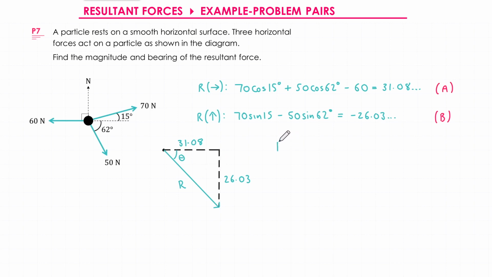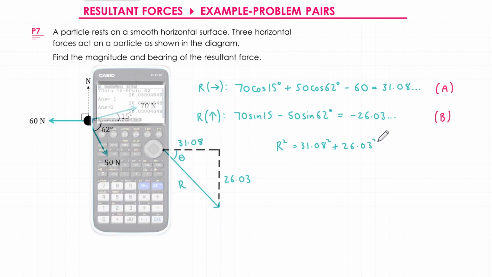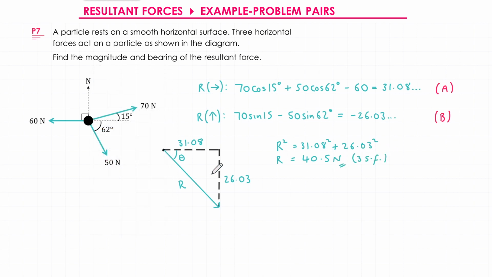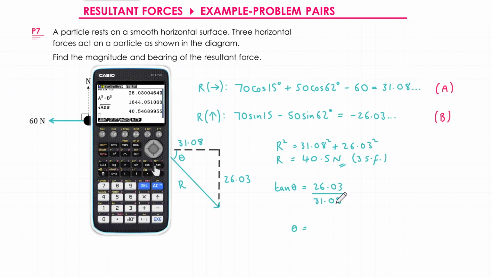We can use Pythagoras to find the value of R. That'd be R squared is 31.08 squared plus 26.03 squared. Remember to use the exact values. We'll do A squared plus B squared, and that gives us 40.5 newtons if we round to 3 significant figures. Next, we'll find the value of theta. In the triangle, we've got the opposite and adjacent, so we can say tan theta is opposite over adjacent. So to find theta, we do inverse tan of the right hand side, which gives us 39.9.